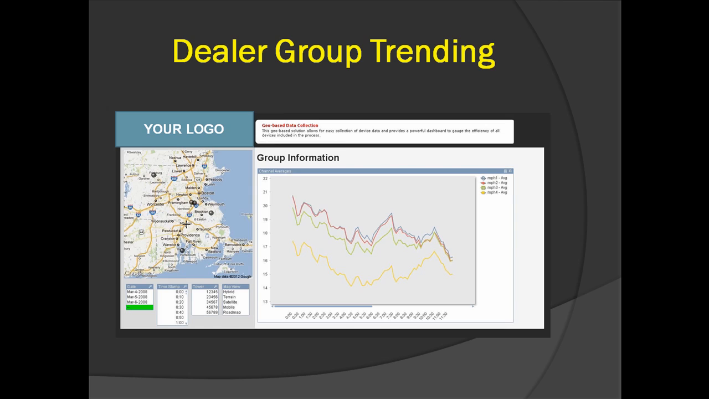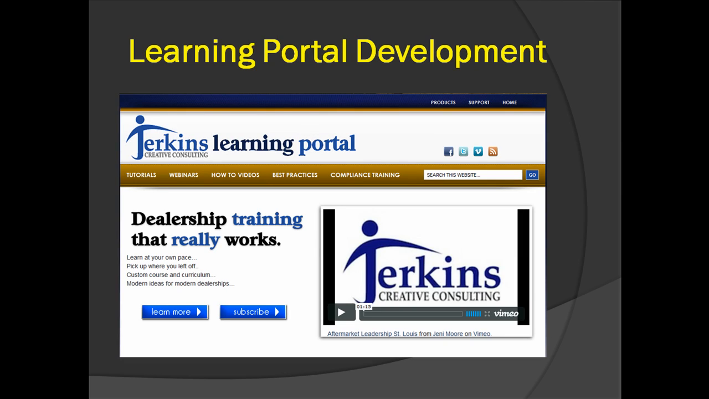The technology available today allows us to track groups by region, groups overall, and general trends. This can drive the development of a learning portal that you design with or without our input.